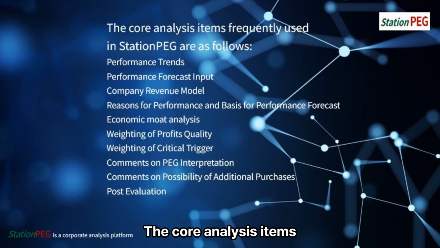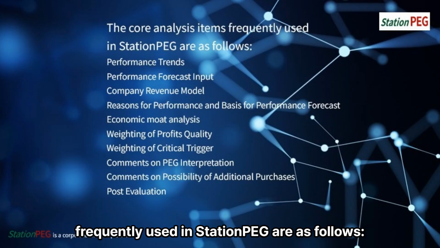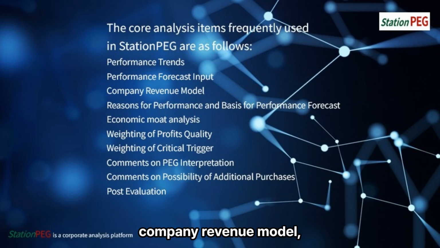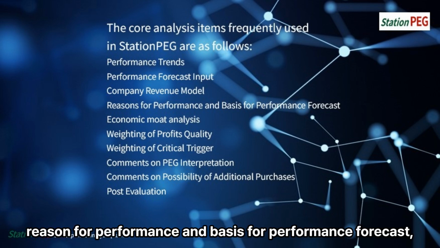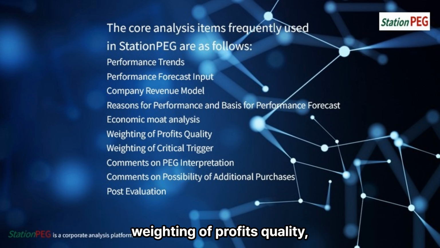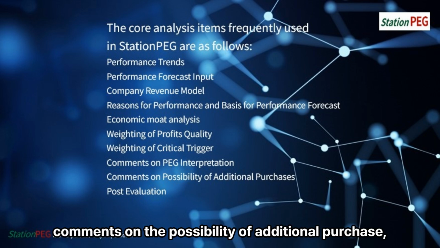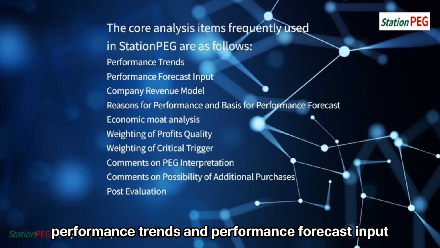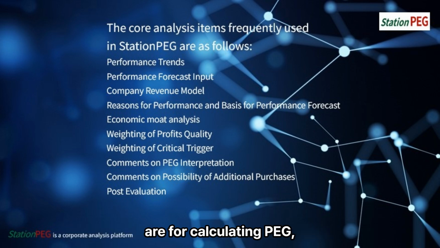The core analysis items, frequently used in StationPEG, are as follows: Performance Trends, Performance Forecast Input, Company Revenue Model, Reason for Performance and Basis for Performance Forecast, Economic Mode Analysis, Weighting of Profits Quality, Weighting of Critical Trigger, Comments on PEG Interpretation, Comments on the Possibility of Additional Purchase, and Post-Evaluation. Of these, Performance Trends and Performance Forecast Input are for calculating PEG, and the rest are for interpreting PEG.